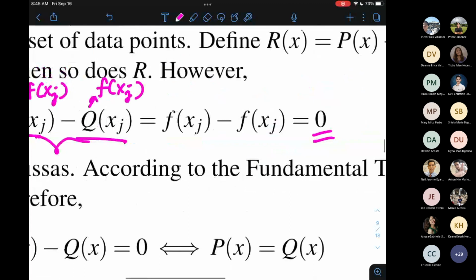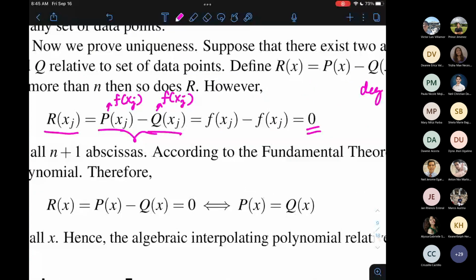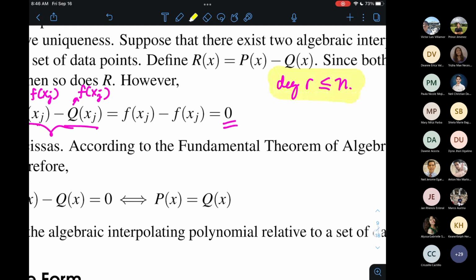So what have we found here? Si R of x ay nagsi-zero sa bawat isa sa mga x sub j's. Ilan yung mga x sub j's? We do have n plus 1 of them. So that means, in summary, we have a polynomial R of degree not more than n, pero meron siyang n plus 1 distinct roots. N plus 1 distinct roots.